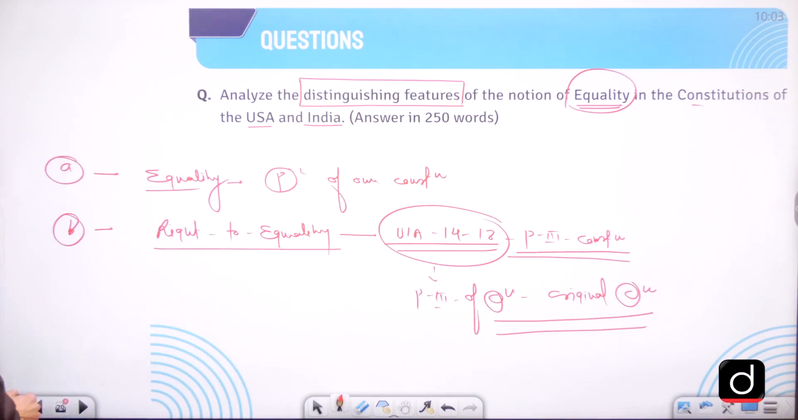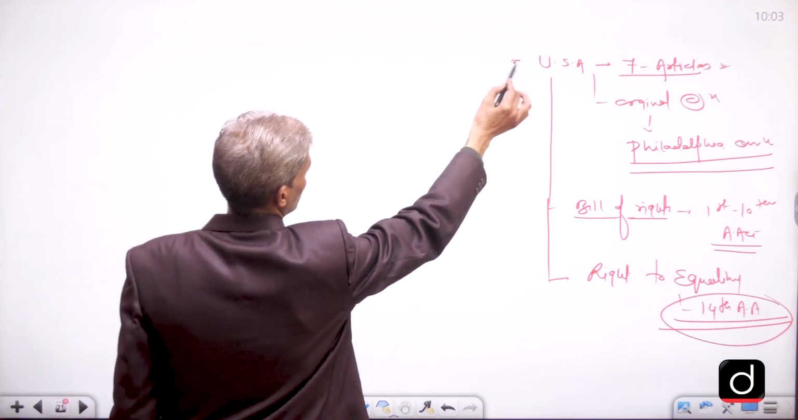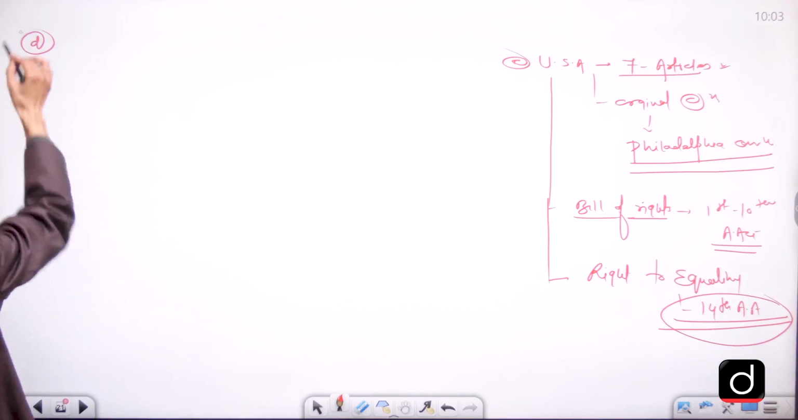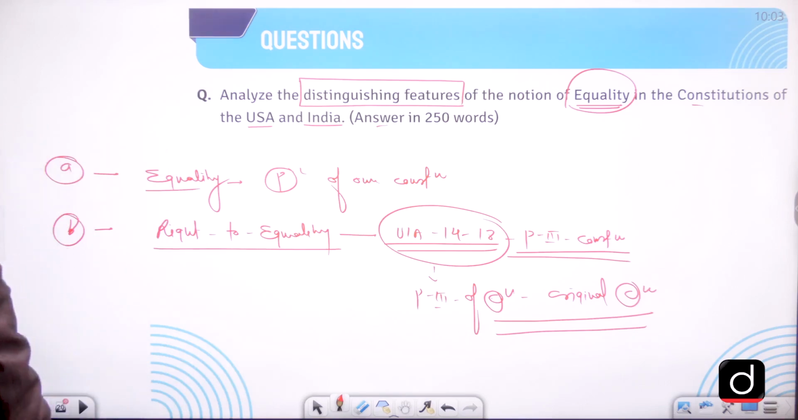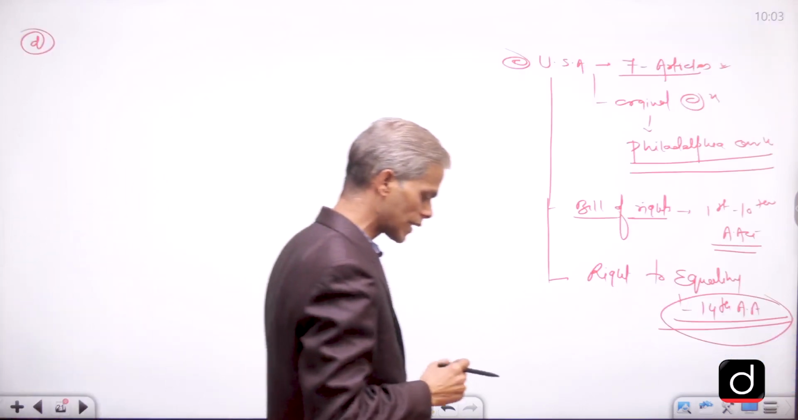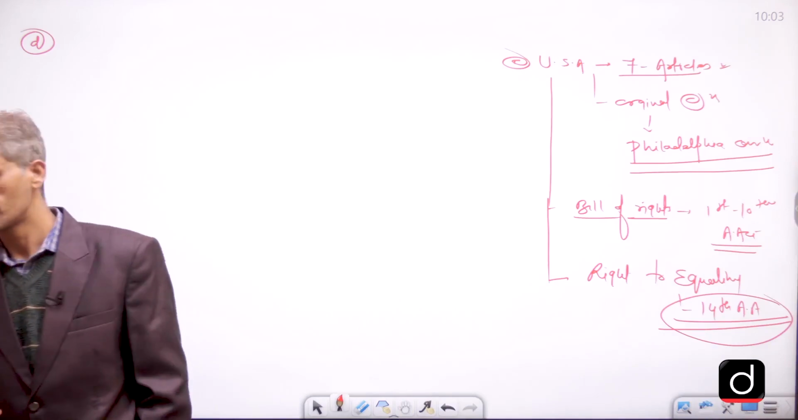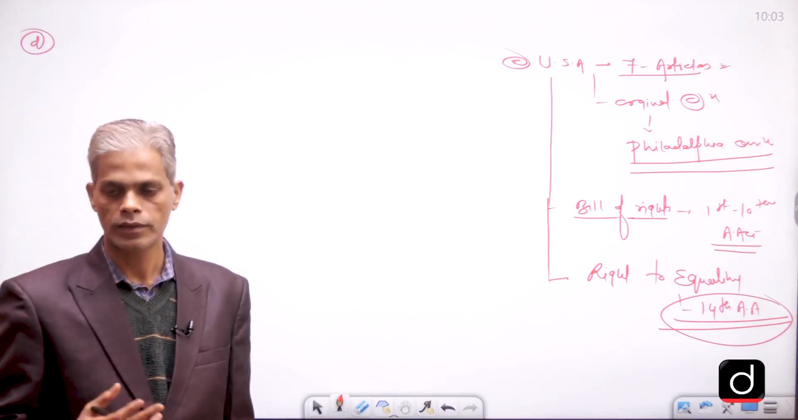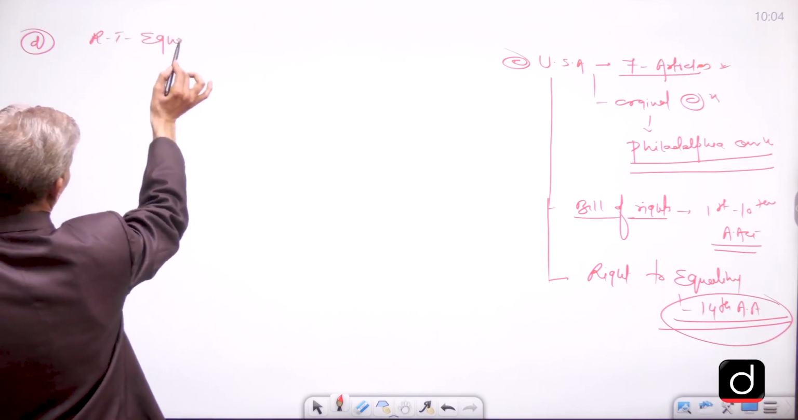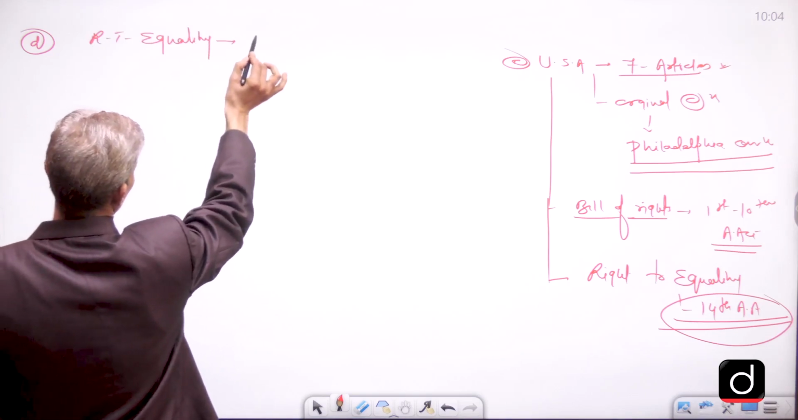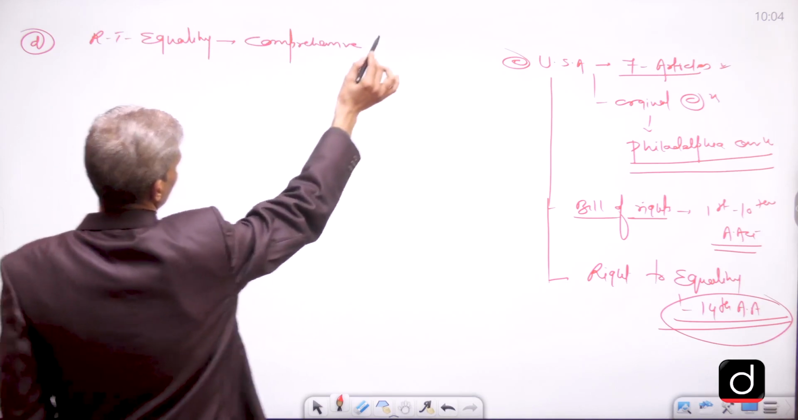That argument is clear. Third thing, or third argument, you can mention this. This is for 250 words, so we can add more points. As far as their right to equality is concerned, it is equality with differentiability. Our equality is different. Basically, the point you can write is that in our case, right to equality is much more comprehensive than that of the USA.